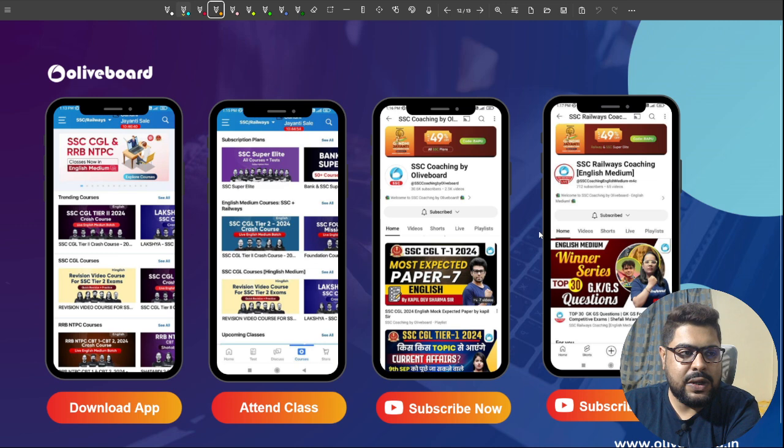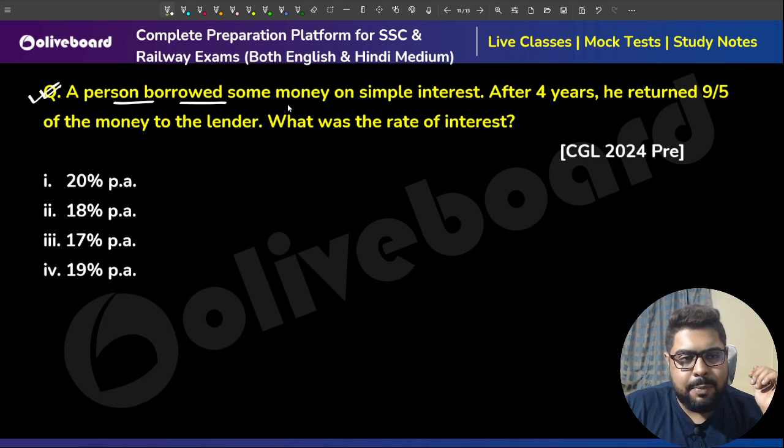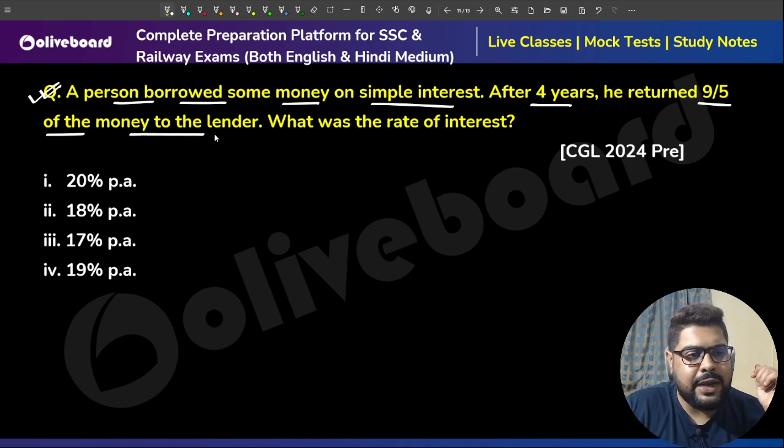So let's do the last question of the day, sir. A person borrowed some money on simple interest. After 4 years, he returned 9 by 5 of the money to the lender. What was the rate of interest?